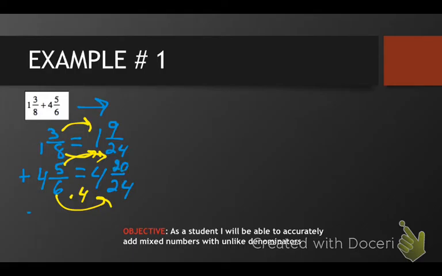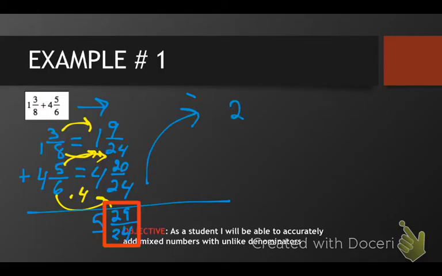So I'm going to go ahead and draw a line underneath, and then I'm simply going to add. I'm going to add my whole numbers. 1 plus 4 is 5. And 9 plus 20 is 29 over 24. Now, 29 24ths. We need to look at 29 24ths. What's wrong with 29 24ths? Well, 29 over 24 is improper.